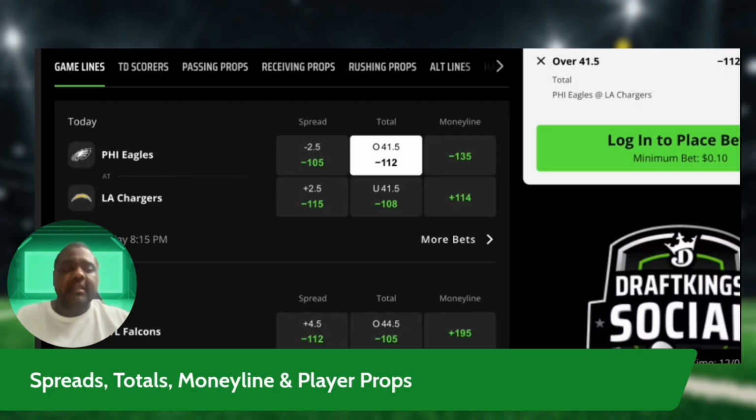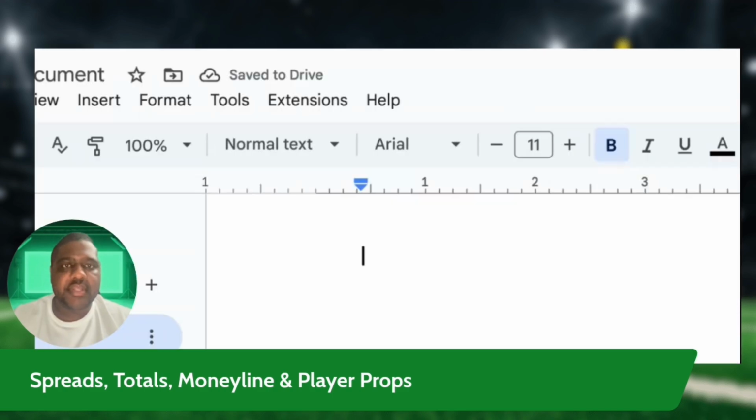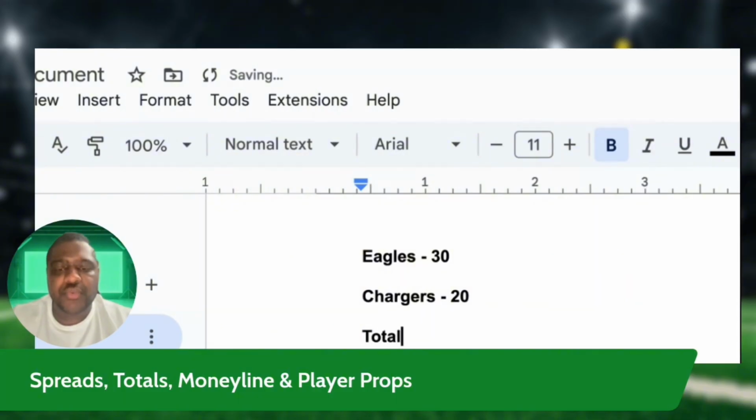So for example, let me put it on paper because I know that's the best way people learn. All right, let me put it on paper. Share this tab instead. Let's switch. Let's say the Eagles scored 30 points. Let's say the Chargers had 20, right? What's the total? 50, right? Simple. You just add those two numbers together, 50. Now, if I take the over 41 and a half and the total is 50, that means I won this bet, right?